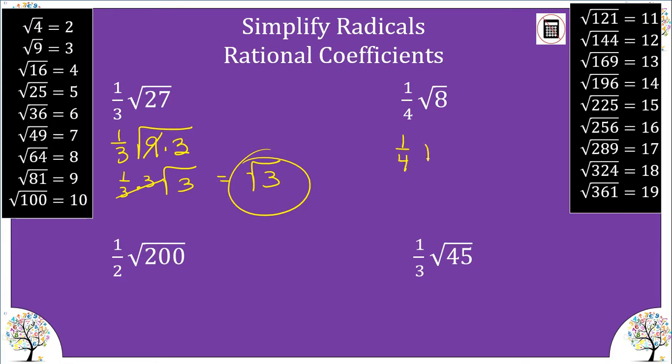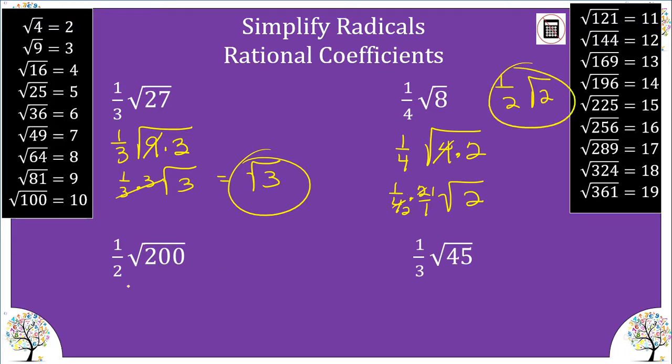We have 1/4, and we're going to have 4 times 2. The square root of 4 is 2, and 1/4 times 2, put that over 1, radical 2. So we're going to simplify this. So 1 times 1 is 1, 2 times 1 is 2, radical 2. And we have 200. So 100 is a perfect square. So 100 times 2. The square root of 100 is 10. So 1/2 of 10 is going to be 5. So we're going to have 5 radical 2.